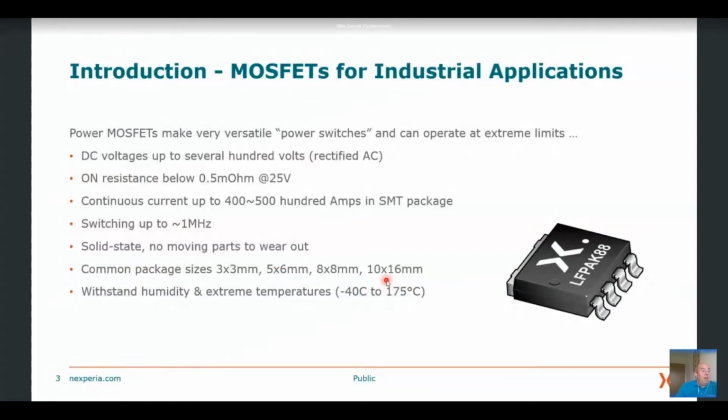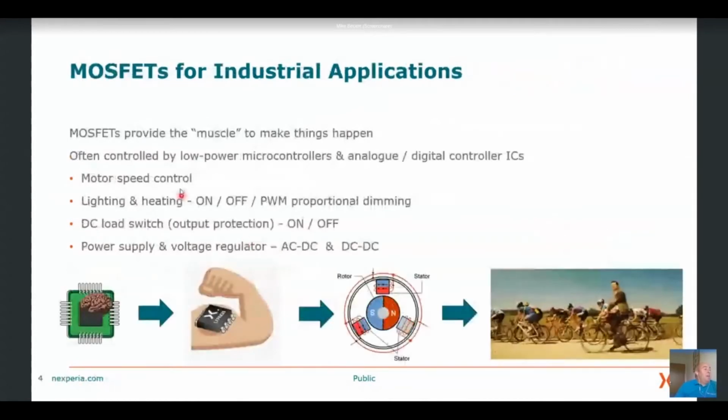And a MOSFET will also withstand extreme humidity and temperature. So we're talking about temperatures from -40 to plus 175 degrees Celsius. So a MOSFET really provides the muscle to make things happen.